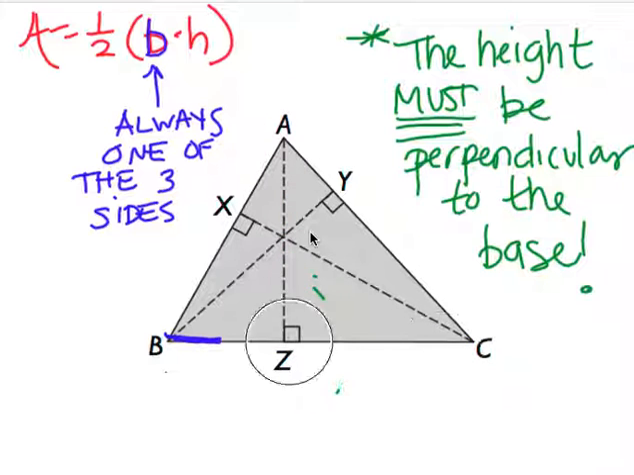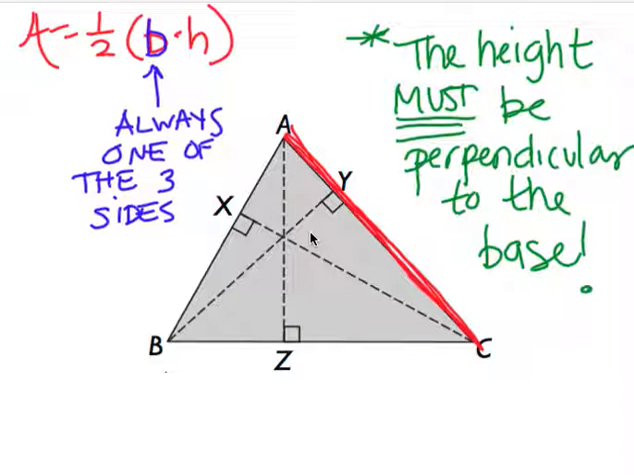Again, if I'm going too fast or you miss something I say, please just rewind and listen to it again and try to really comprehend what I'm saying here. If I want to use AC as my base, then I need to find a height, a direct straight line that comes from point B, because B is the opposing vertex there. As you can see, they've drawn it for us.